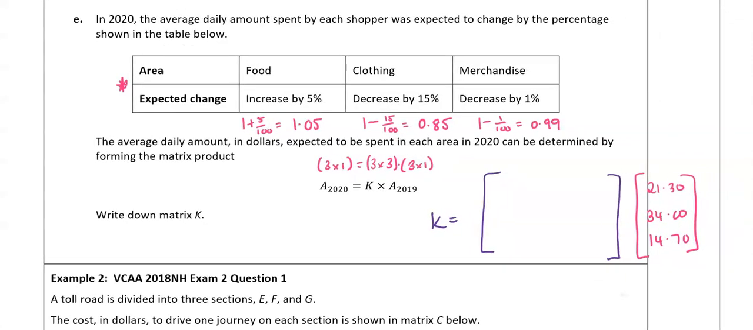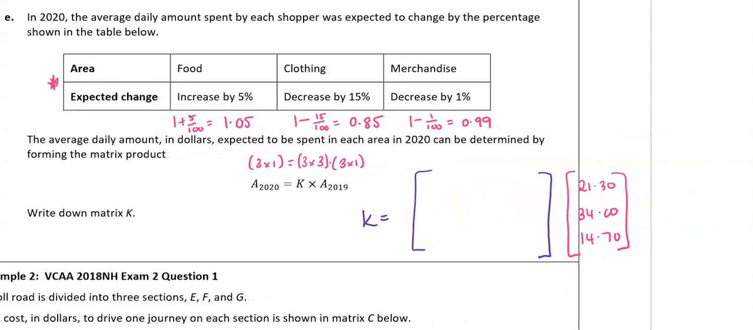When I'm working through this calculation, what I want my value to be in row 1, column 1 is just the new spend in food. So I want to utilize this percentage and multiply that by my food amount. Okay. So I definitely want to put 1.05 here.